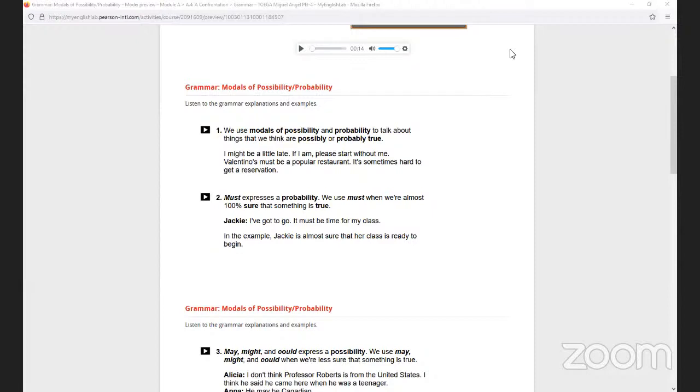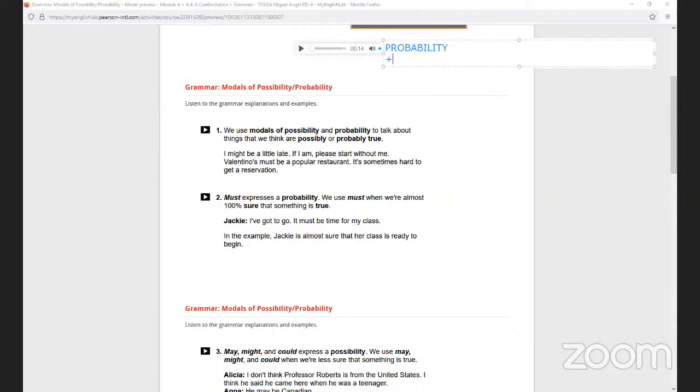So now, today we have to see modals of probability and possibility. For this grammar, we are going to remember some modals. When we talk about probability, we are talking about when something is going to happen, something that is like 100% going to happen. That is the difference between probability and possibility. Possibility is like 50% that something is going to happen. And with probability, we have the certainty that it's going to happen.